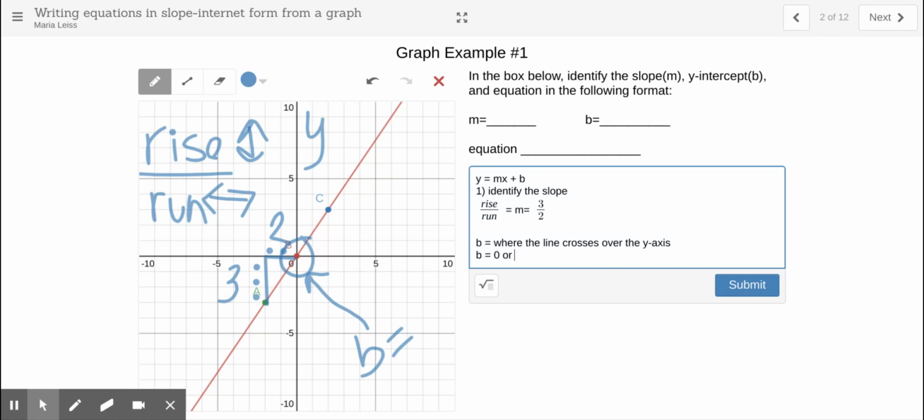Now, the y-intercept can be written one of 2 ways. It can be written as a number or as an ordered pair. If it's an ordered pair, the x value is always 0. The y value is whatever it is on the y-axis. In this case, it happens to be 0.